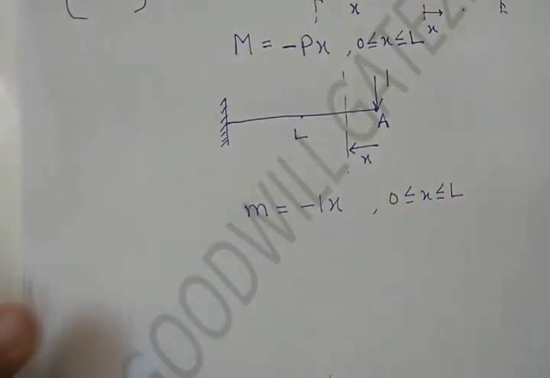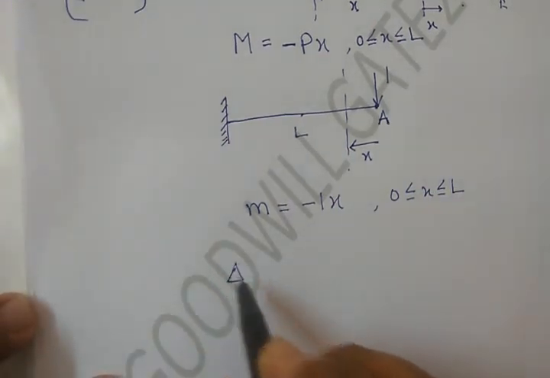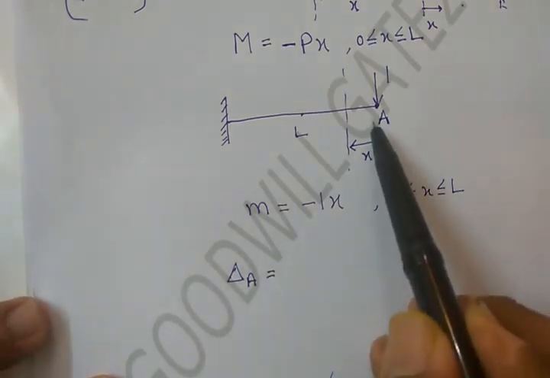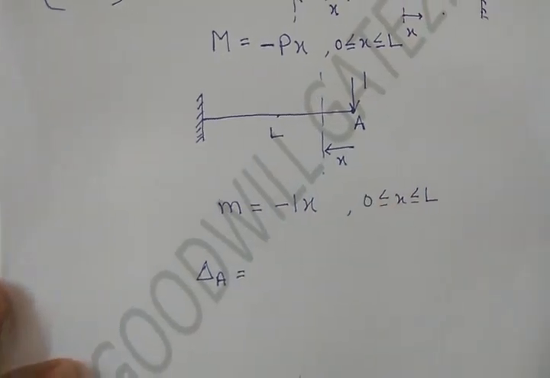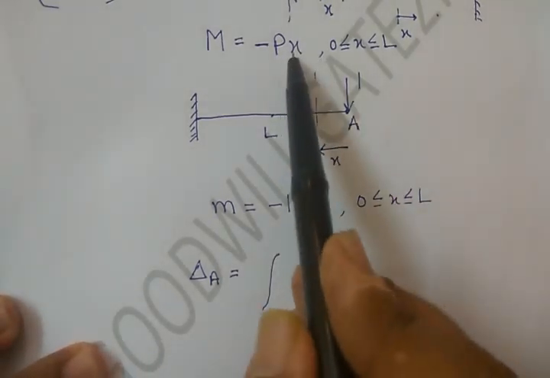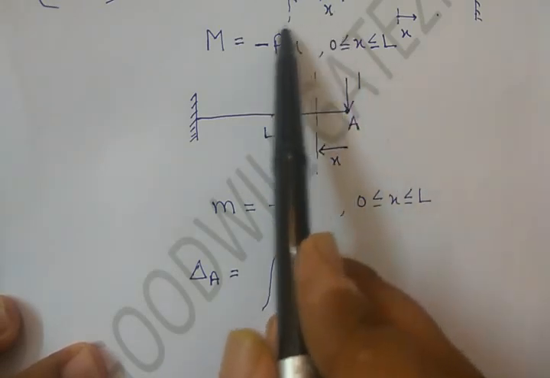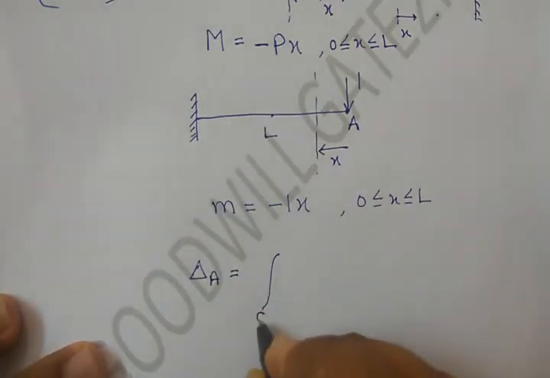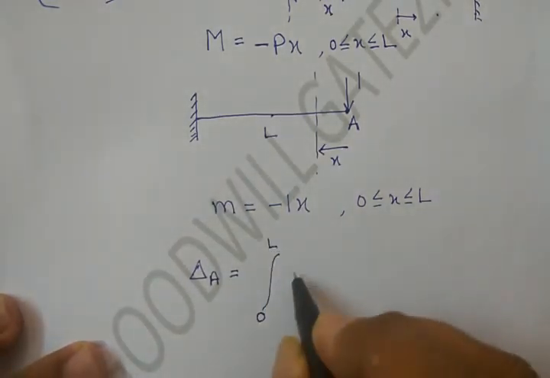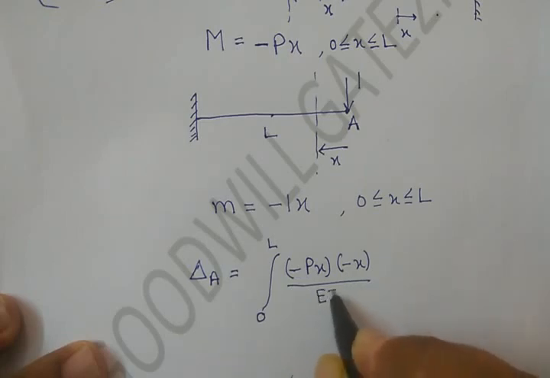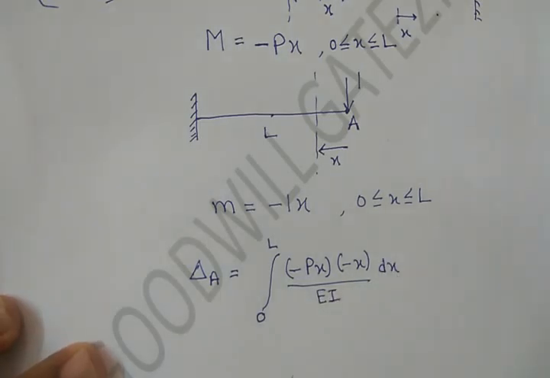So what I have is deflection at which point? At point A, because I have applied a unit load at point A. For that reason I am getting deflection here. Is it fine? So integration. Now this moment equation is valid for the entire length of the beam, so I'll say 0 to L. Capital M is minus px, small m is minus x, divided by EI dx. I hope this is clear.